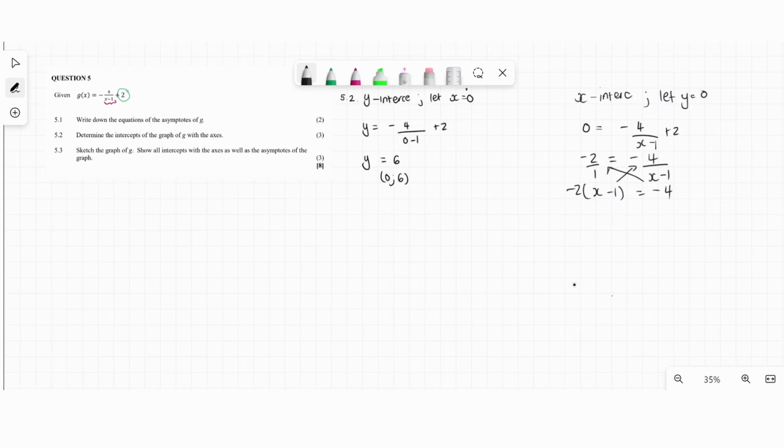Divide both sides by negative 2. So here the negative 2's are going to cancel out. So you're going to be left with x minus 1 is going to be equals to what? To positive 2. Take the 1 to the other side. So therefore x is going to be equals to 3. Then we're going to write it in coordinate form. So it's going to be 3, and for y, it's going to be the 0.